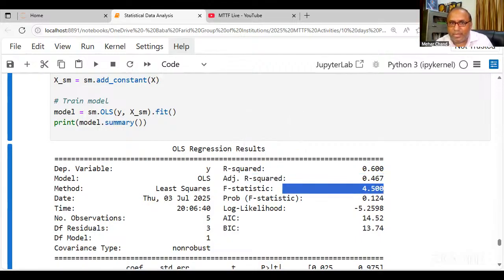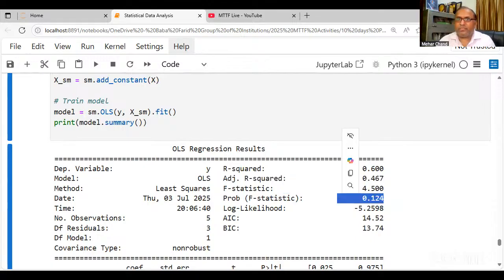And then we have the probability of the F statistic, which is 0.124. So these are the p values, and yesterday we discussed the p values. When the p value is greater than alpha, 0.05, and here also we can observe that the p value is greater than 0.05, then from these values we can see that the overall model is not statistically significant at the 0.05 level.